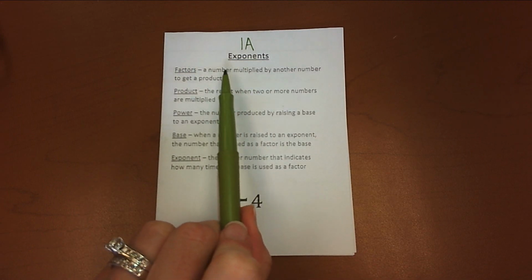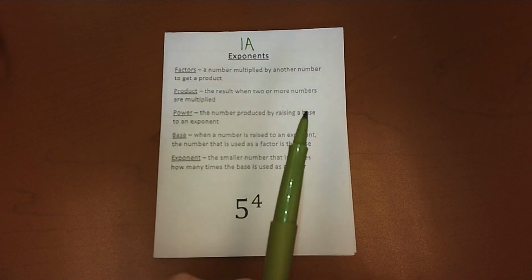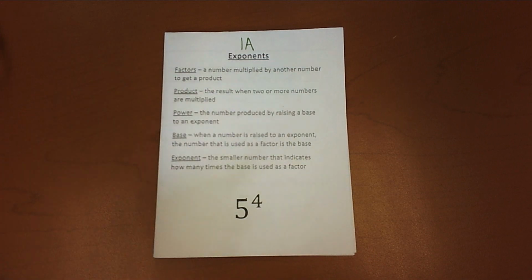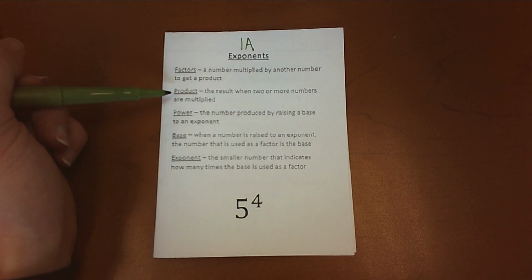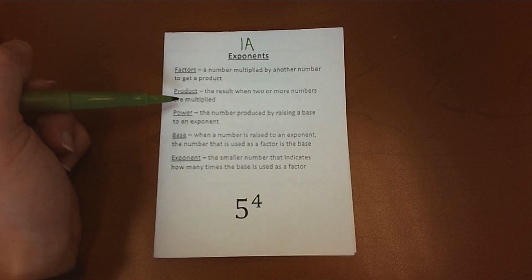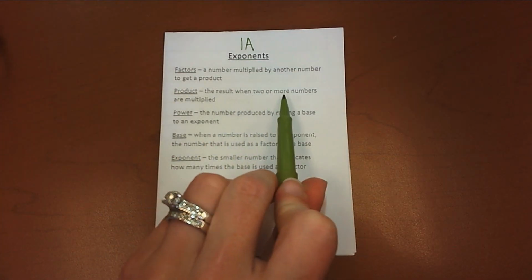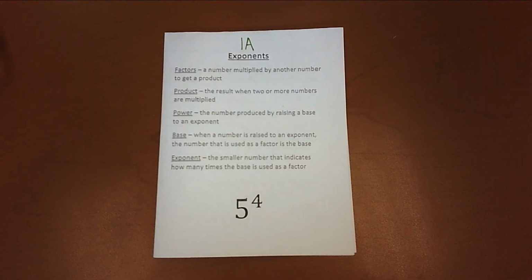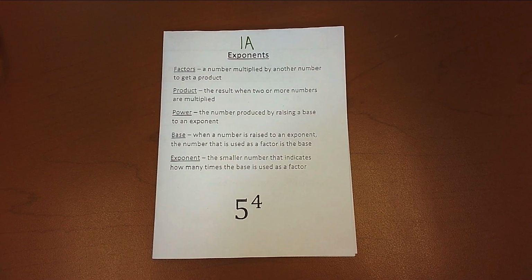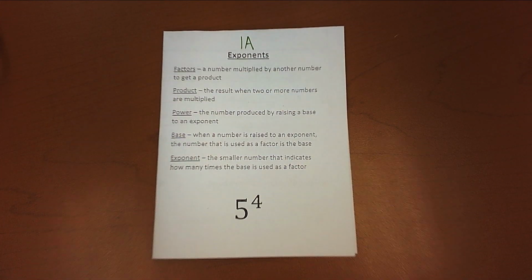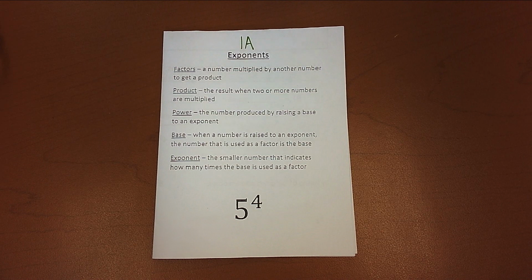Factors are a number multiplied by another number to get a product. So, for example, if I do 8 times 8 equals 64, the factors are 8 and 8. Those are the two numbers that we're multiplying together. The next vocabulary term that I want you to know is product. A product is the result when two or more numbers are multiplied. So in that same example, 8 times 8 equals 64, the product was 64 because that's the result, or the answer, that you get when two are multiplied.